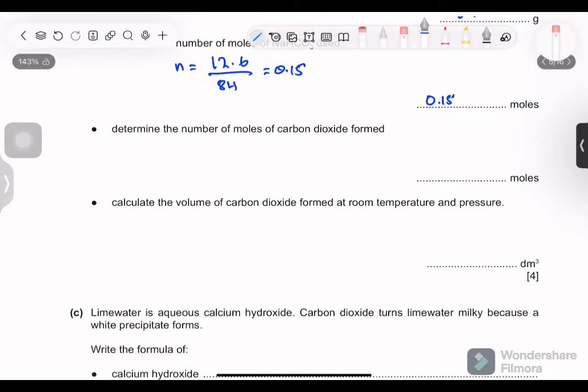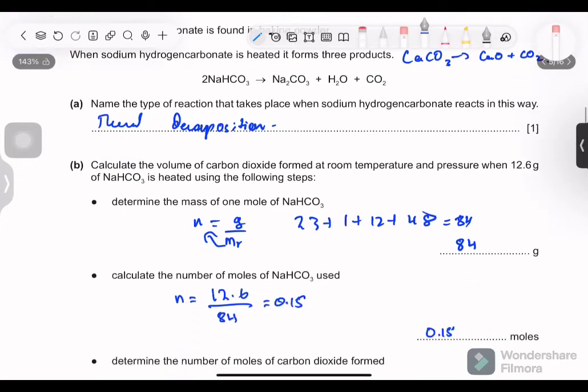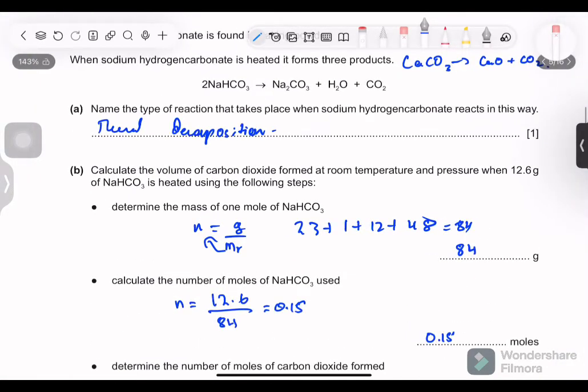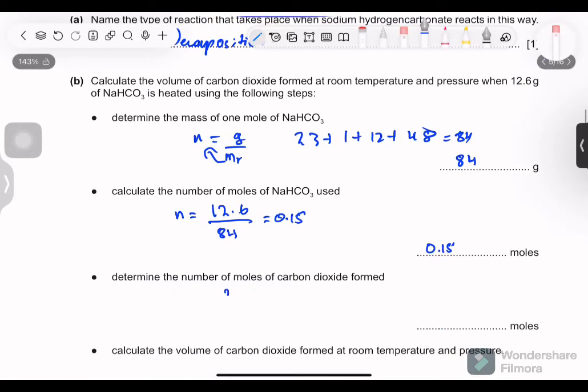Determine the number of moles of carbon dioxide formed. So we're given the equation, and the mole ratio is 2 is to 1. When there are 2 moles of sodium hydrogen carbonate, there is only 1 mole of carbon dioxide. So 0.15 is to x. Basically, we just have to halve it. 0.15 divided by 2 will be 0.075.